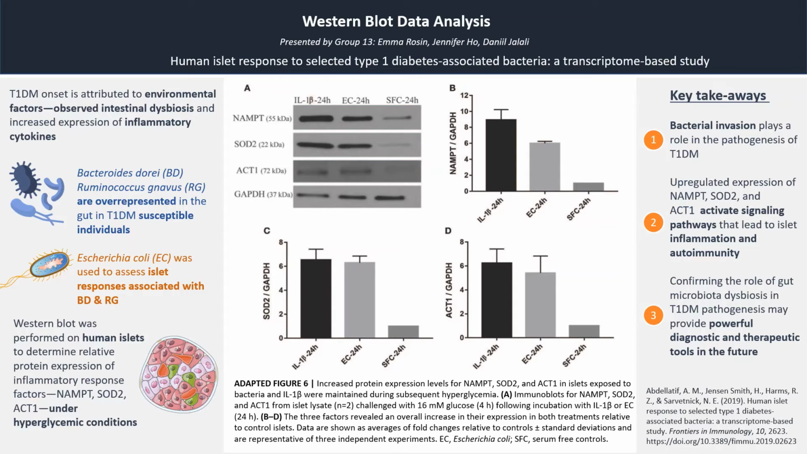across all bacterial treatments. A Western blot was used to confirm the presence of these inflammation factors for bacterial invasion and gut dysbiosis. The Western blot methods were exhaustive, allowing for high reproducibility. An image of the blot is presented in Figure 6a, where we see the expression of the three factors and GAPDH when treated with IL-1 beta, E. coli, and a serum-free control.